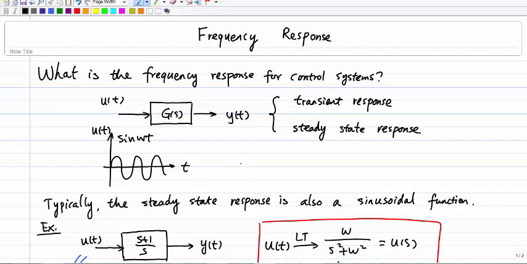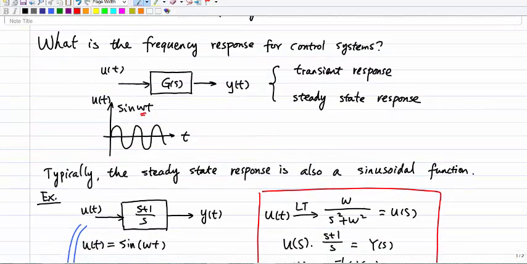So the general idea for the frequency response is trying to figure out what is the response y(t) given sine omega t with different omega. We pay attention to the steady state response only, because it's really hard to quantify the transient response. Generally speaking, if I give a sinusoidal function sine omega t, the y(t) is also a sinusoidal function, which is sort of expected.